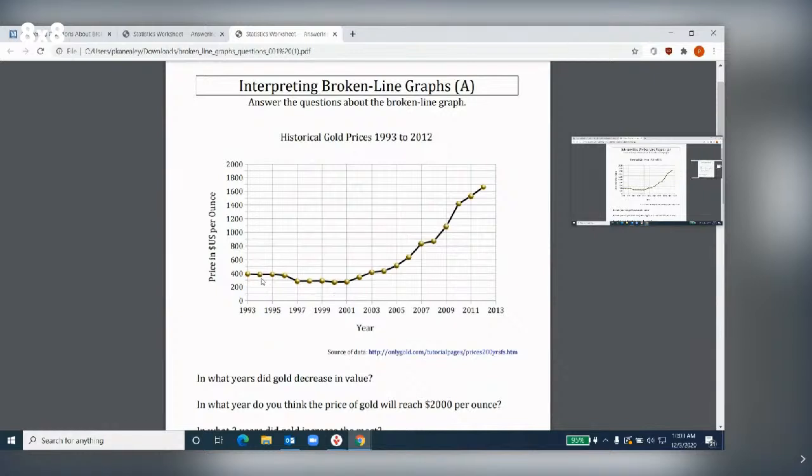We'll do it again. It's going to be 94, it went down. In 96, it went down. 97, it went down. In the year 2000, it went down. Okay, so the next question, in what year do you think the price of gold will reach $200 per ounce?